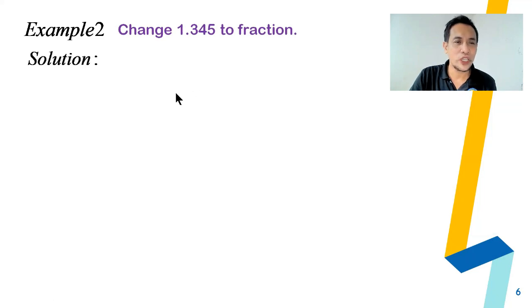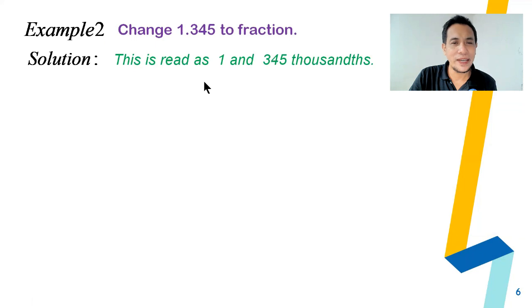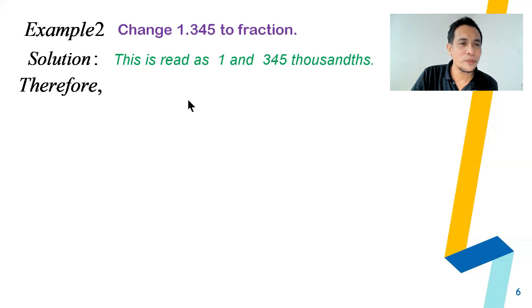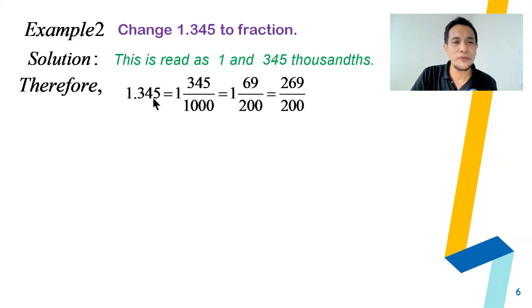For the solution, this is read as 1 and 345 thousandths. So we can say that 1.345 is equal to 1 and 345/1000, or 1 and 345 thousandths. This is equal to, and we will simplify, or reduce, the 345/1000.